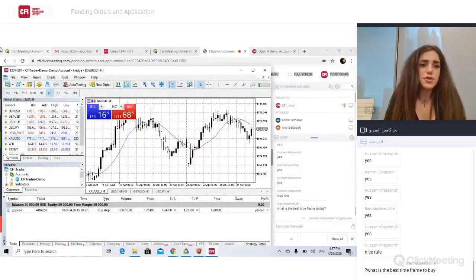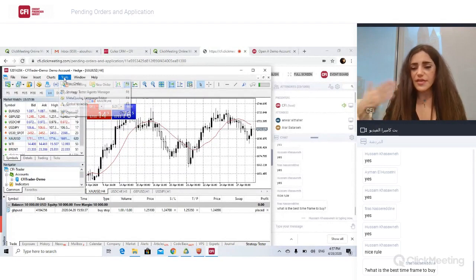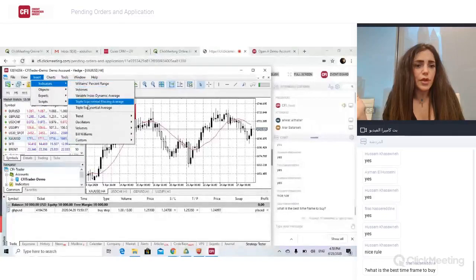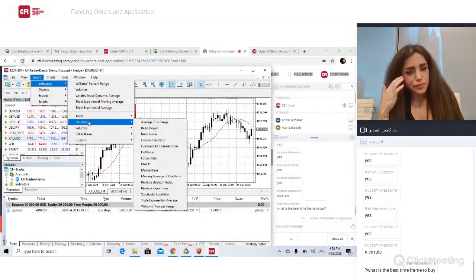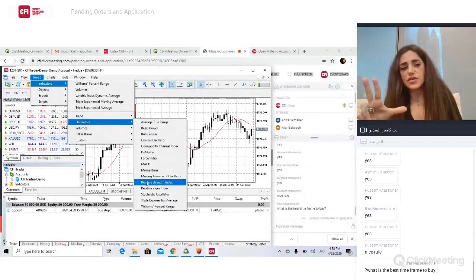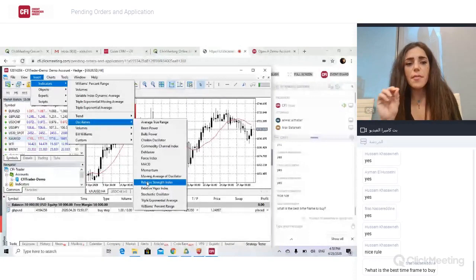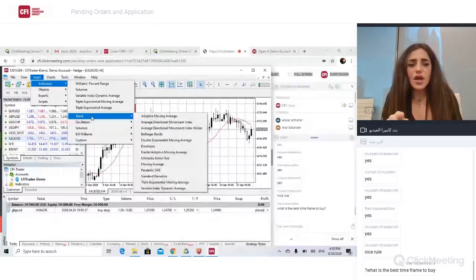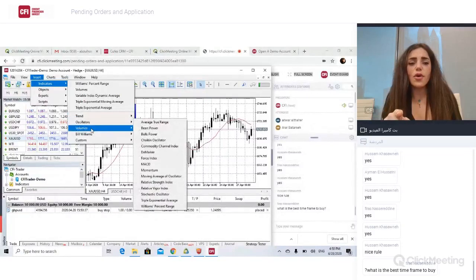Okay? If I want to add, most of you know some tools that are technical. I'm going to just add one technical tool, an oscillator, which is called the relative strength index. There are 3 types of indicators, guys: the oscillator, the volume, and the trend indicators. As you can see here, the trend indicators, the oscillators, and the volume.